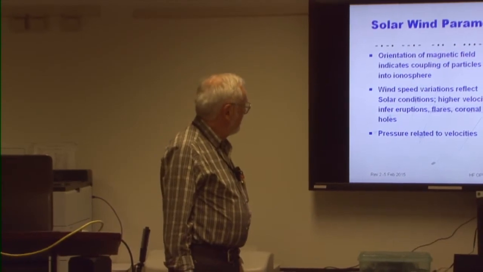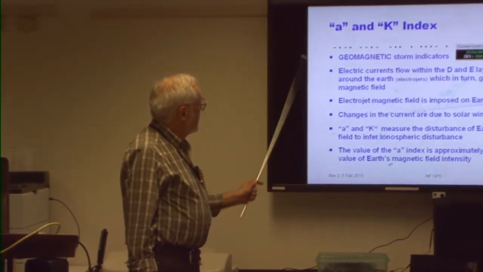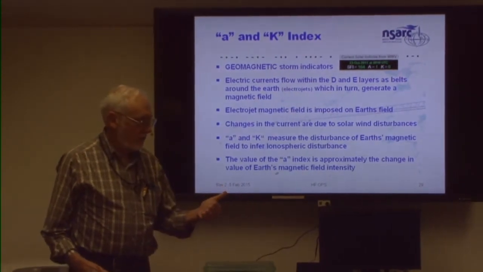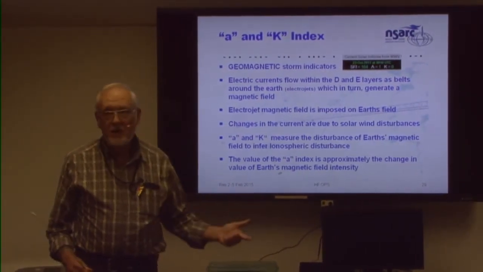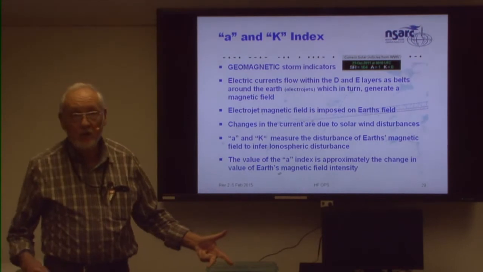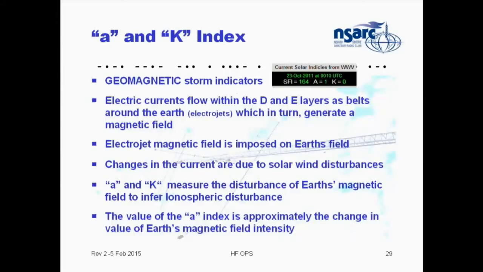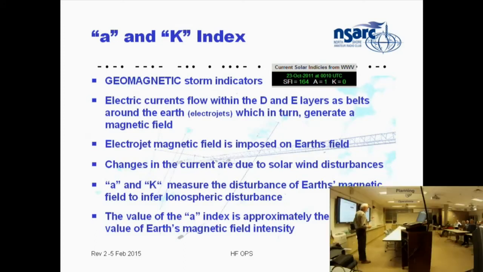It's kind of neat. The A and the K index, now these are often used, just like the solar flux. I guess solar flux is one of the biggest ones we talk about. The A index and the K index are the other ones we talk about. The rest was sort of background information. And I said it's geomagnetic indicators. I mentioned that the ionospheric layers have electric currents flowing in them, going around.